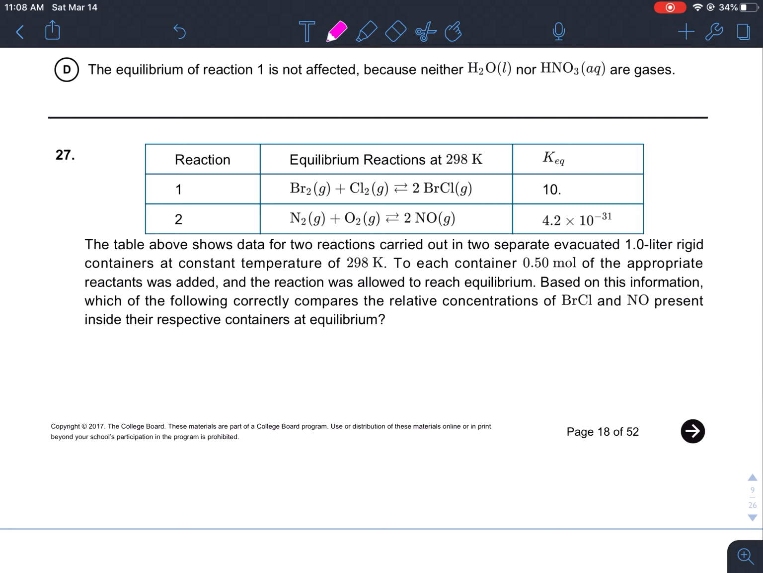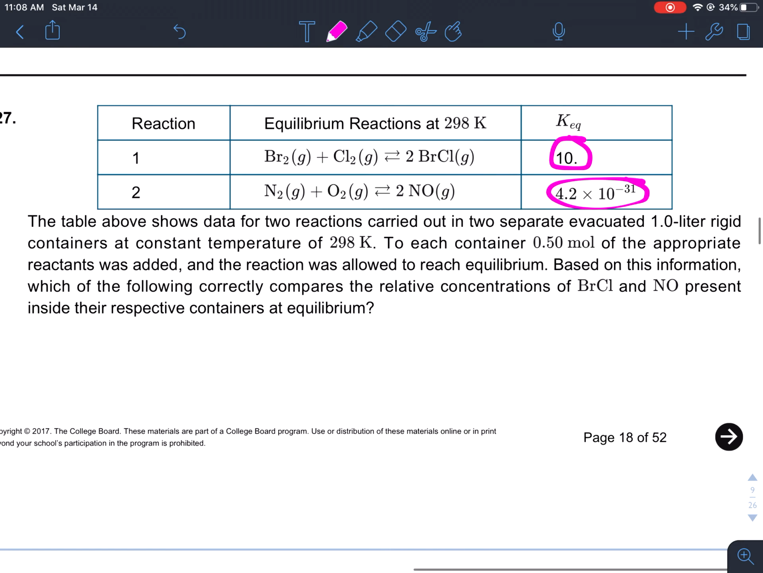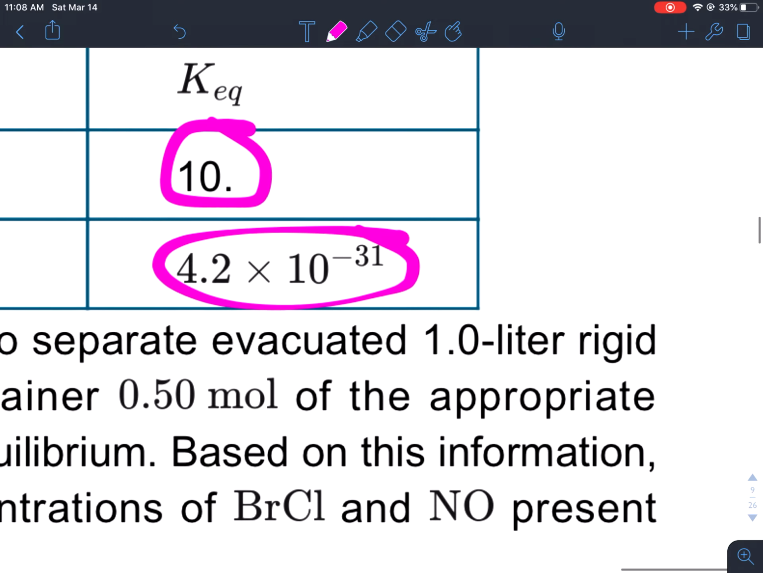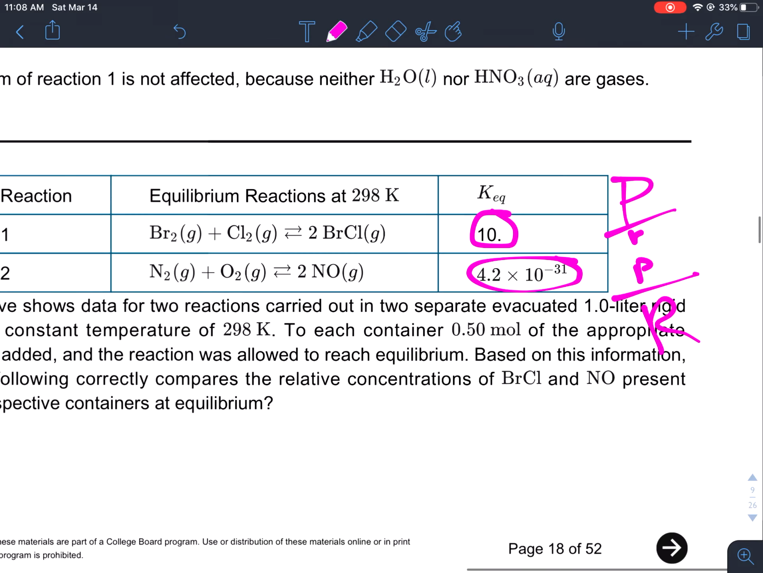Number 27, look at these. You have these two reactions, and look at these Kc's. Holy moly. That Kc of reaction 1 is so big compared to the Kc of the second one. So this means this has a lot more product than reactant. And then this one has a lot more reactant than product in comparison.